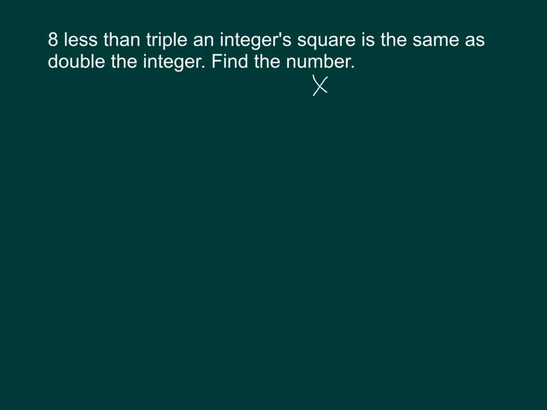And we need 8 less than triple an integer's square. So triple the integer's square, that means I'm going to square it, and triple it means times 3. Now 8 less than that is minus 8. So 3x squared minus 8 is the same thing as saying 8 less than triple an integer's square. Now "is the same as" definitely means equals. Double the integer would be 2x.